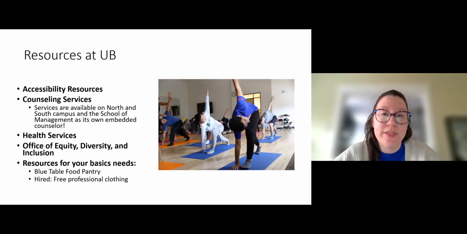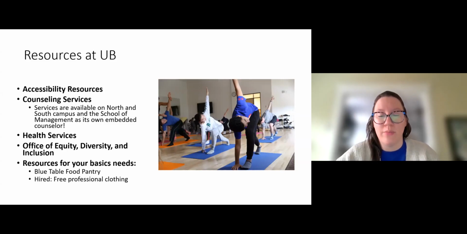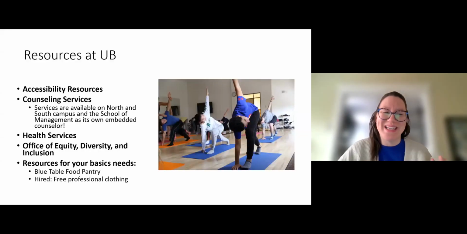We have health services on campus, both in North and South. So it's basically like a doctor's office on campus. We have an office for equity, diversity, and inclusion that offer a lot of support to our students. And then we also have things like resources for your basic needs, like Blue Table Food Pantry and Hired, which is a place where you can go and get professional clothing if you have an interview or a presentation coming up. So we have a lot of different resources at UB in addition to the things that we provide you academically. And that is the end of my presentation.